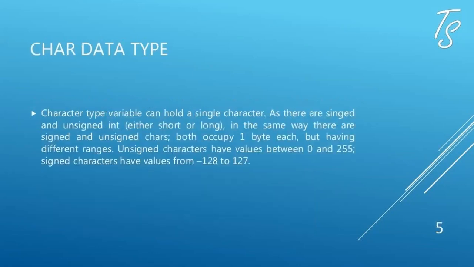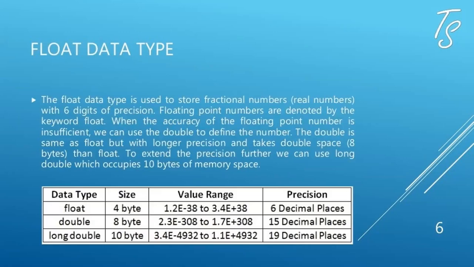And coming to the character data type, it can hold a single character. As there are signed and unsigned integers, which are either short or long, in the same way there are signed and unsigned characters as well. Both occupy 1 byte each, but have different ranges. An unsigned character can have a value between 0 and 255, whereas a signed character has a value between -128 and +127.